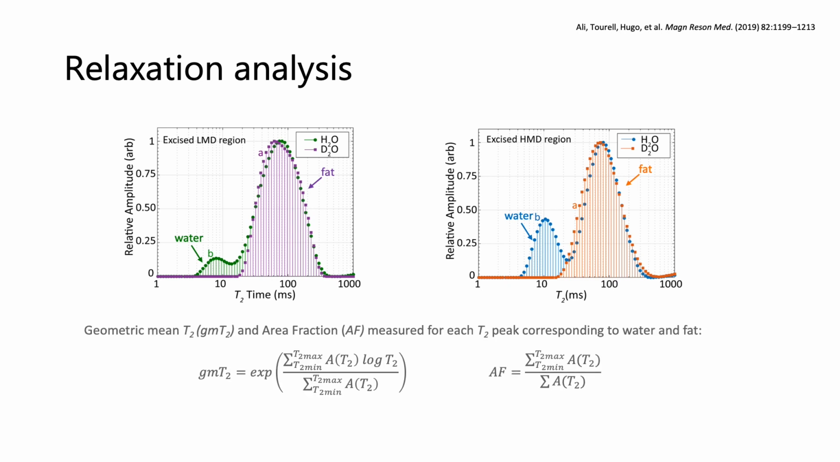In order to quantify these distributions, we measured two different parameters. One is geometric mean T2, which gives the average T2 for a peak for a logarithmic distribution, which is the case here. And the other one is area fraction, which gives us the relative proportion of the signal coming from one component, water or fat, in comparison to all the components present in the signal.